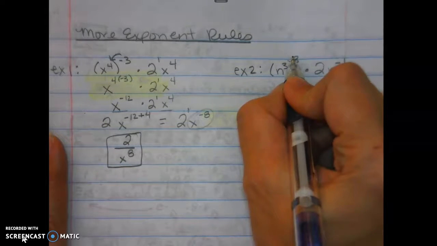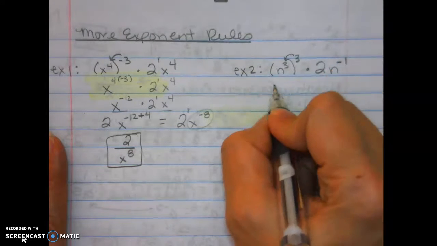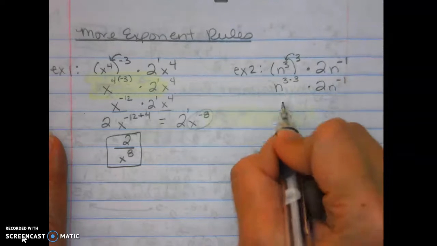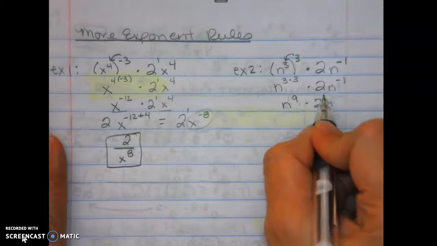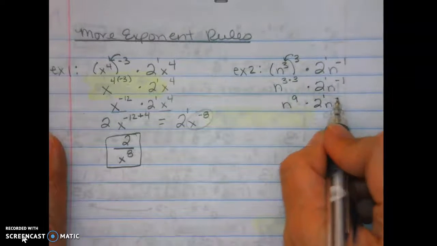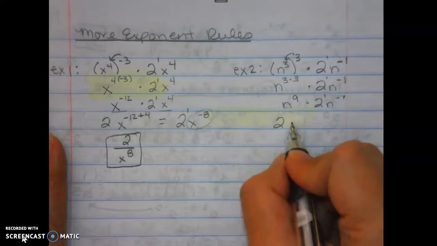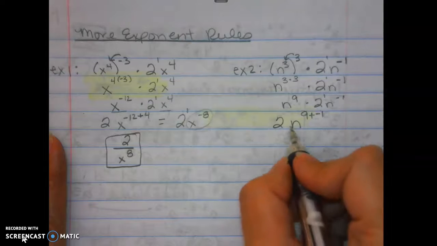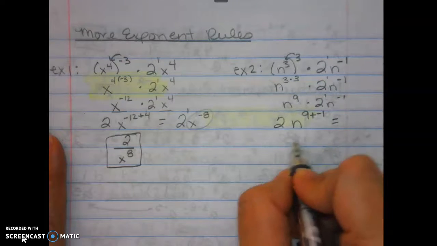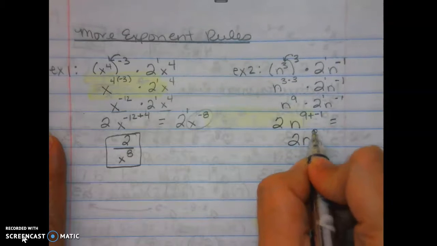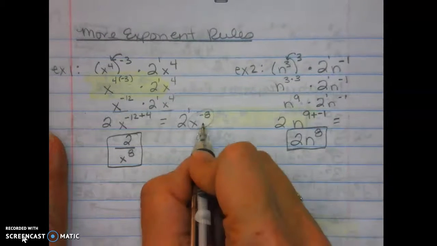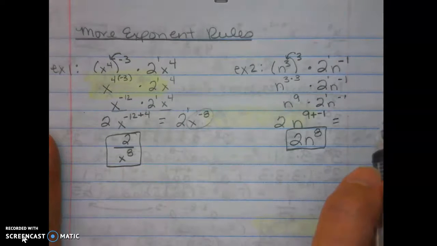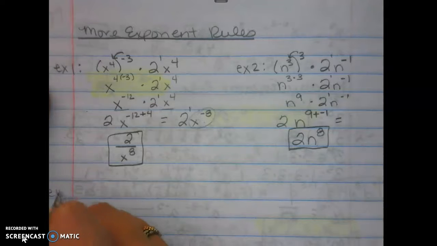So welcome back. We're going to distribute: n to the 3 times 3, times 2n to the negative 1. 3 times 3 is 9. And again, that 2 is technically to the 1st power. We don't have any other 2, so we're just going to write it in the front. When we have like bases, we add our exponents, and we get 9 minus 1, which is 2n to the 8th. Now this one is a positive exponent, unlike the one we had over here, so you're simply going to leave it just like this, because since it's positive, it stays in the numerator. So hopefully you did okay on that one.